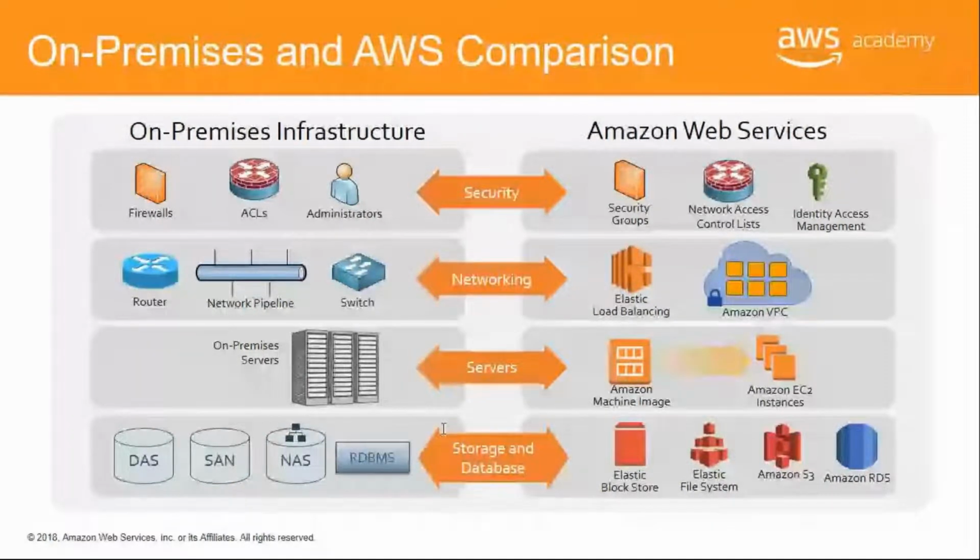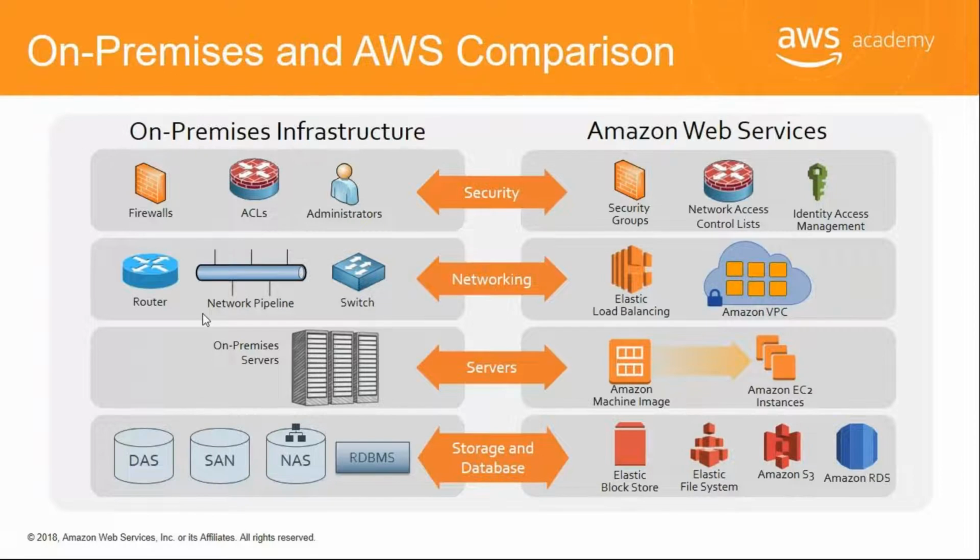So this is the comparison of on-premises infrastructure versus AWS web services. So on-premises, if we are talking about firewall, access controls, administrators, these are the services in AWS: security group, network access control list, and identity access management. Similar to, you can call it, Active Directory, where you can control the user authentication process. So there are firewalls like Cisco, Checkpoint, and other brands also. These are the representation of the same services which we are using on premises versus cloud services.